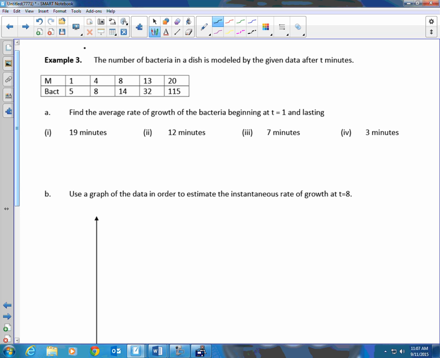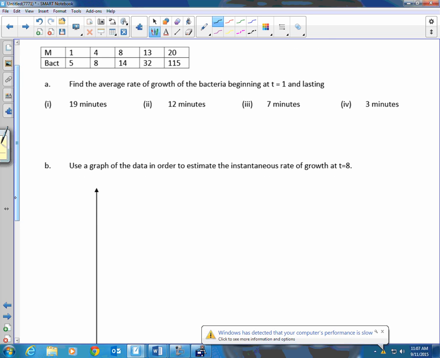Okay, so after 1 minute, there's 5 bacteria. After 4 minutes, there's 8. After 8, there's 14. After 13, there's 32. And after 20, there's 115. It says find the average rate of growth of bacteria beginning at t equals 1 and lasting 19 minutes. So I want to find average rate. So I need 2 points.